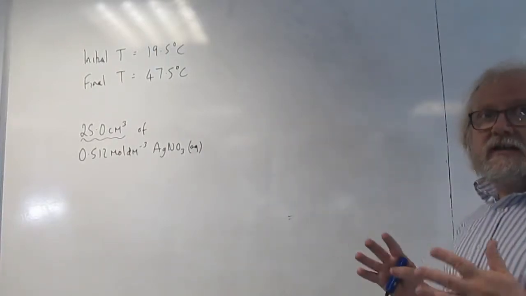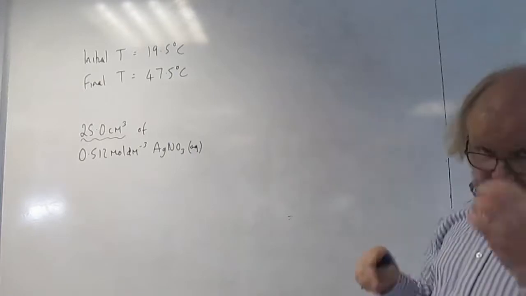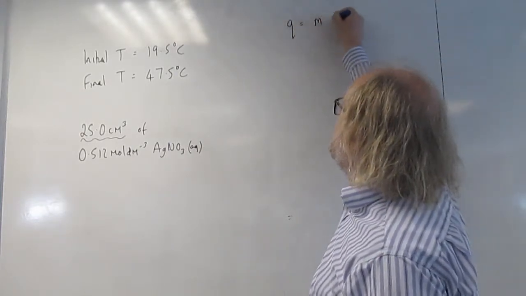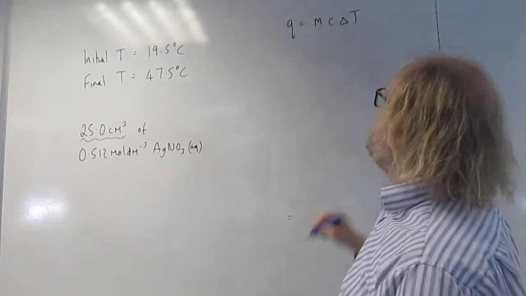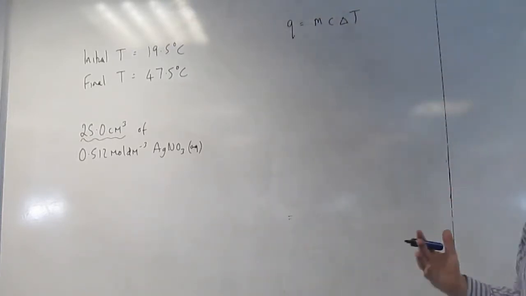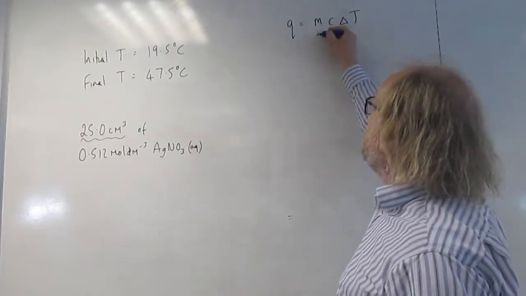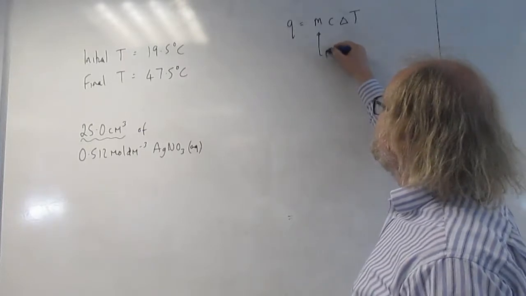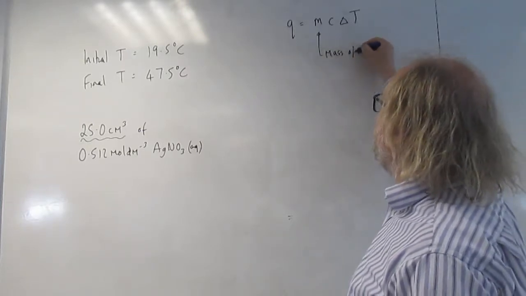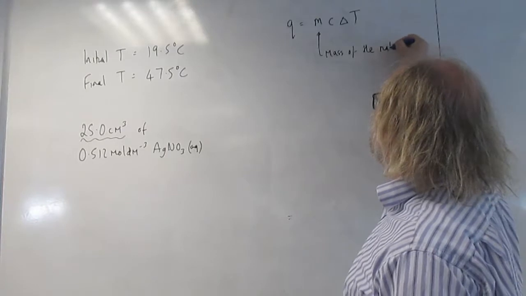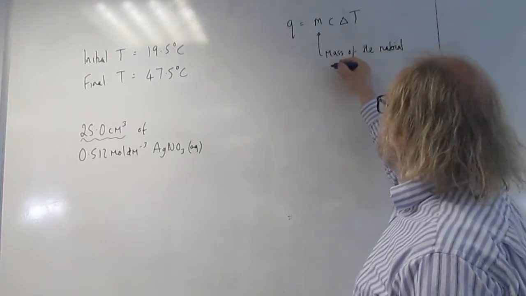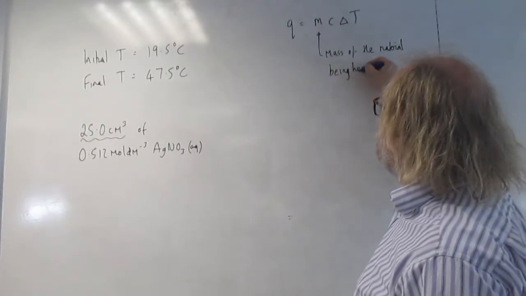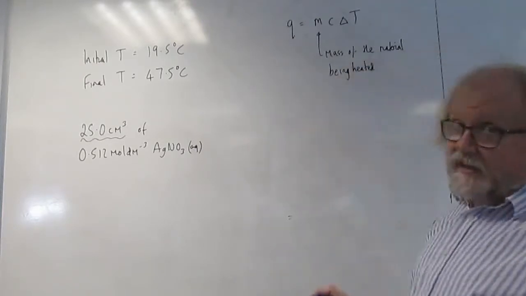Question 23 then, we're calculating delta H from temperature change. So the key relationship is Q is equal to MC delta T, which you need to know. But in particular, what you need to focus on is making sure that you get the right value for M. And the important thing when you memorize it is don't just learn M is mass, but learn M is mass of the material being heated. And then you've got to picture the experiment and think, well, what is the material being heated? Because that will then tell you how you've got to calculate that mass.